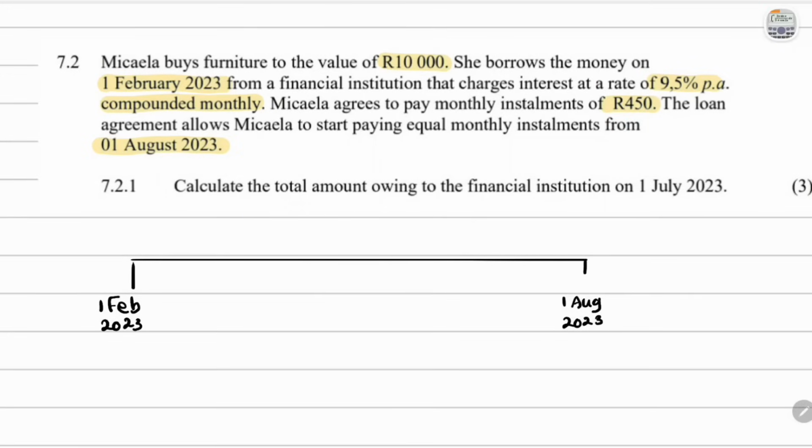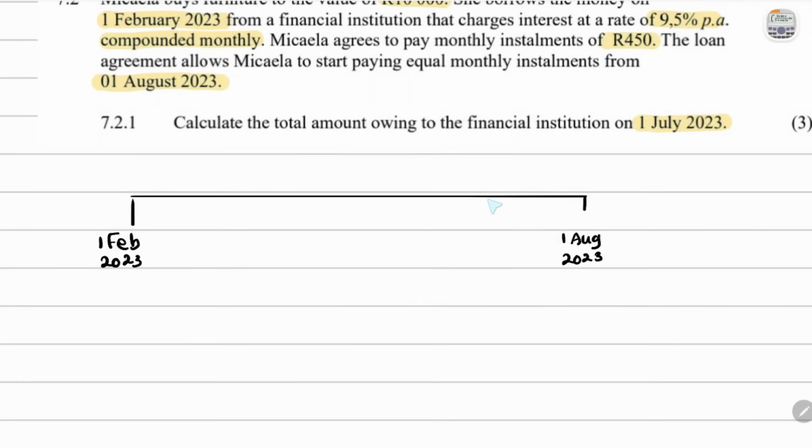The first question is to calculate the total amount owing to the financial institution on the 1st of July 2023. So that means that on the 1st of July, a month before she starts paying, because she's going to start paying here, this is where that present value amount, the amount that she owes, is going to be determined. So we're going to have to look at how many months she has missed. Okay, so this is the 1st of July. So this is following the normal procedure of present value and how loans are paid. You borrow money and you start paying the month after. So we're going to determine her present value, the loan amount, and then she starts paying a month after.